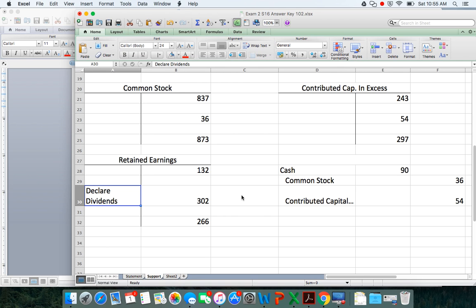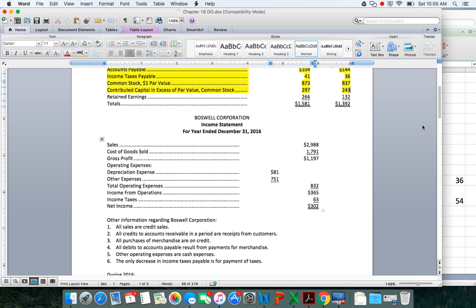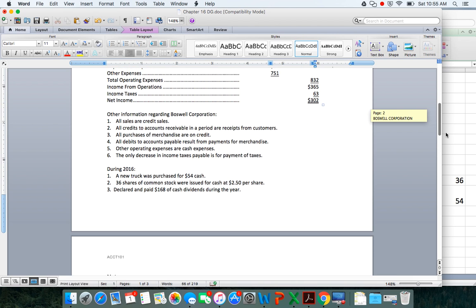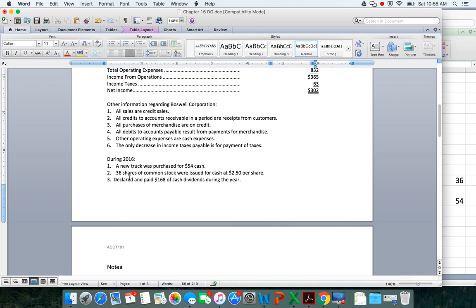So there are just a couple of things to look for. Make sure, number one, that it's cash dividends, and number two, make sure on your balance sheet you don't see a dividends payable account, because if you see a dividends payable account, then the amount of cash dividends that you paid might not necessarily be the same as what you declared. So for us in here, it should tell us in the extra information if the dividends were cash dividends or stock dividends. And it does. It tells us that we declared and paid $168 of cash dividends during that year.